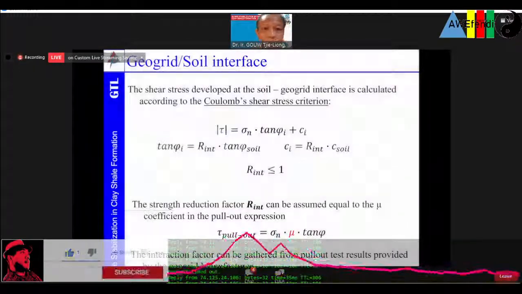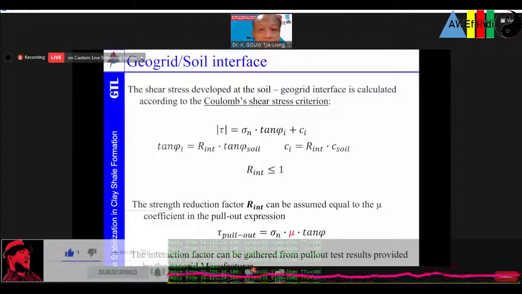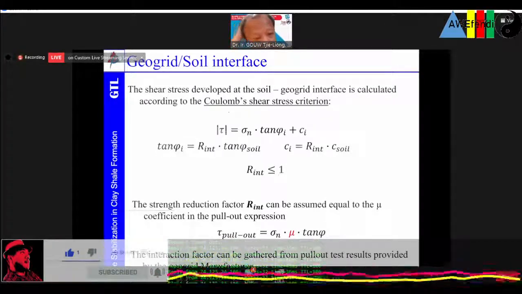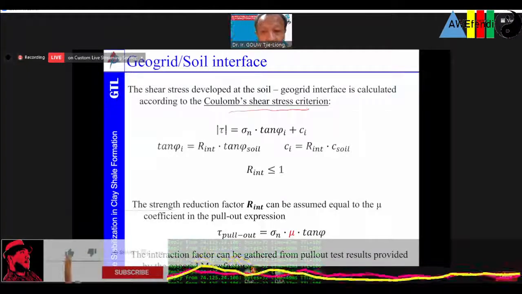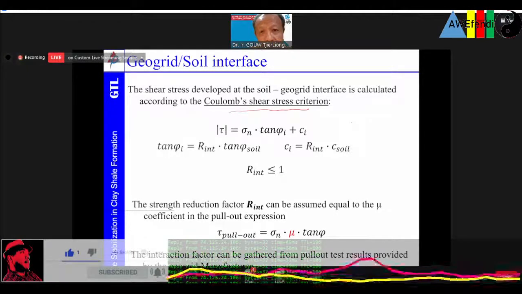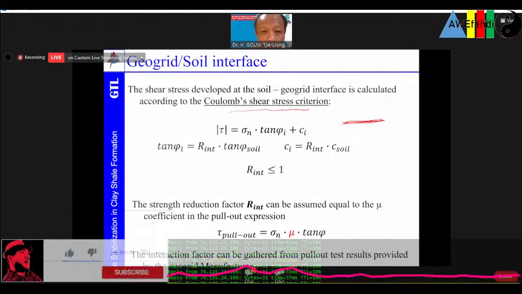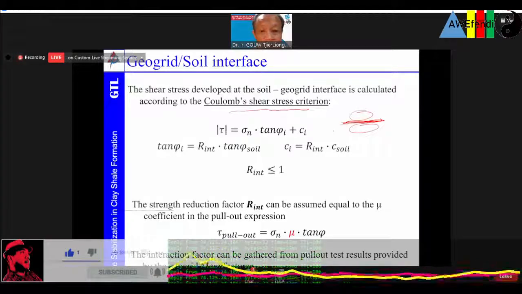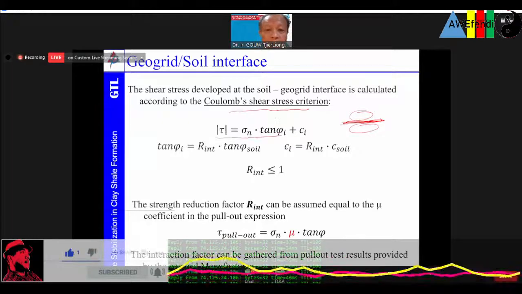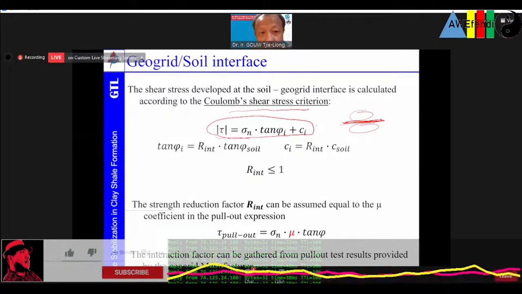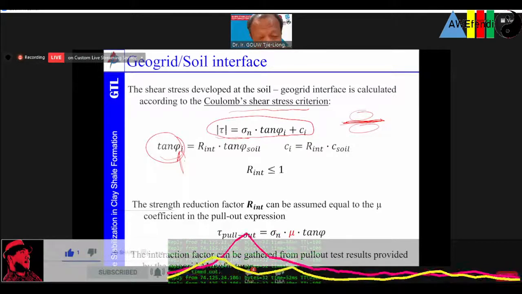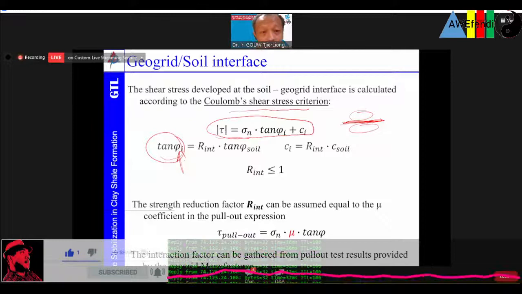So the shear stress developed in the soil-geogrid interface is calculated according to the Coulomb stress criterion, which means that we reduce the shear strength on the soil. This is the geogrid, and then the interface with the geogrid and the soil. We have to reduce the strength based on this kind of formula. This is a Coulomb shear strength formula, actually. So tangent phi is the internal angle of friction of the soil.